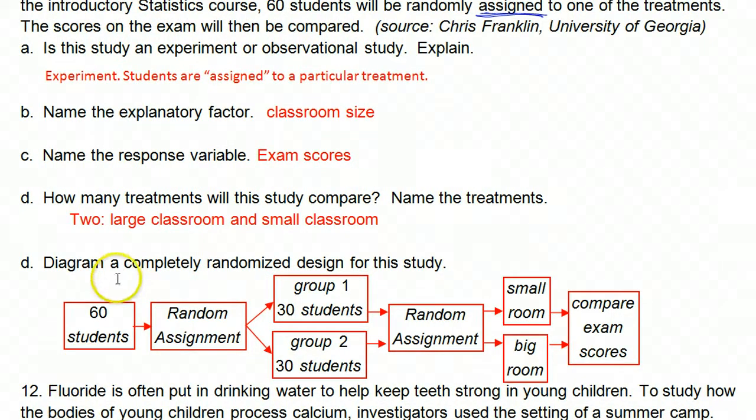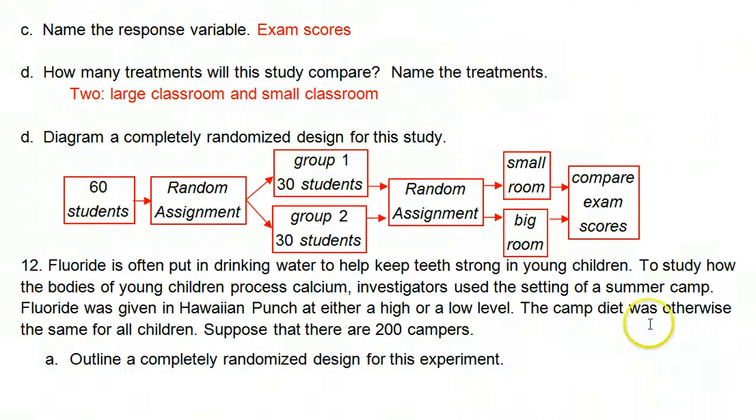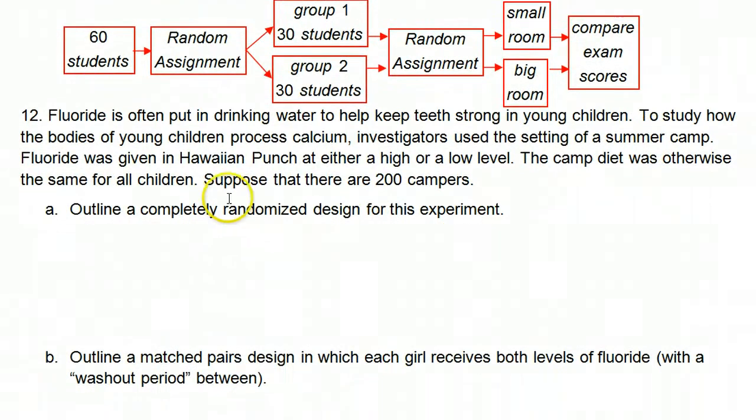All right, so there's your completely randomized design for this study. Your 60 students randomly assigned into two groups, 30 students each, which are then the groups are randomly assigned which kind of room they're going to get, small or big. And then, of course, we compare exam scores, because that's what it said we were targeting. All right, last one, number 12. Outline a completely randomized design for this one.